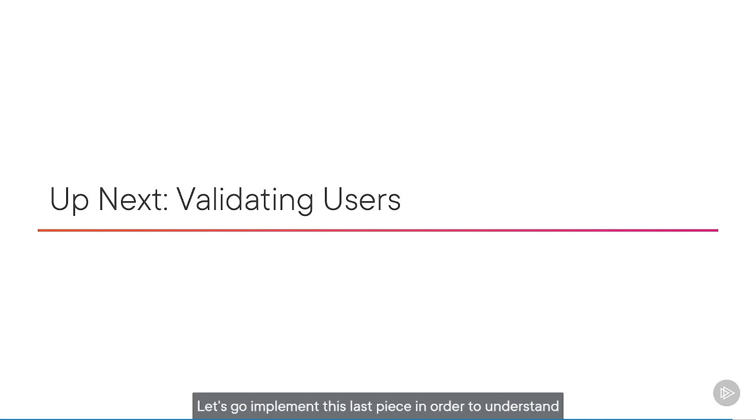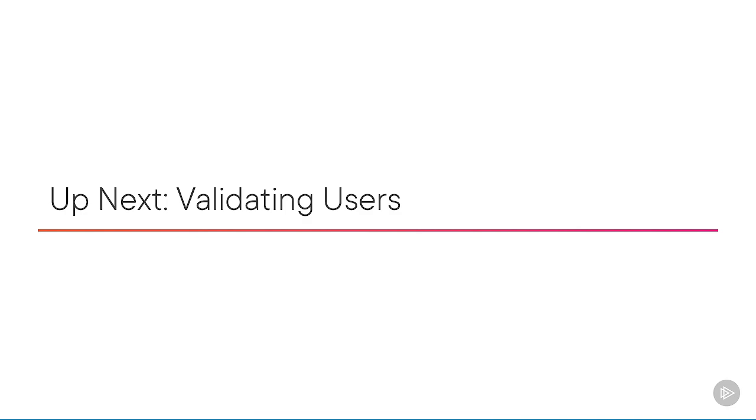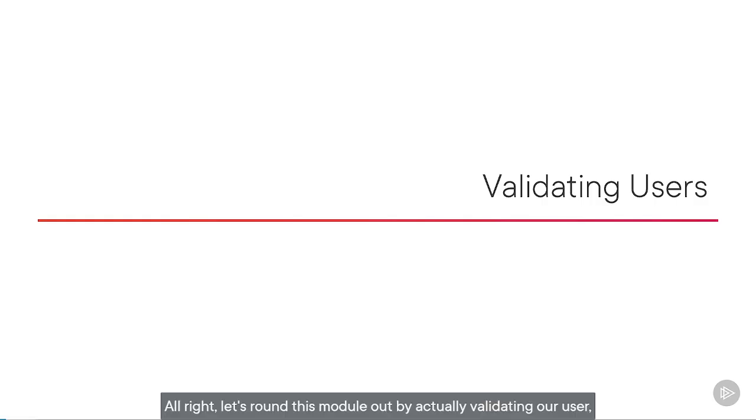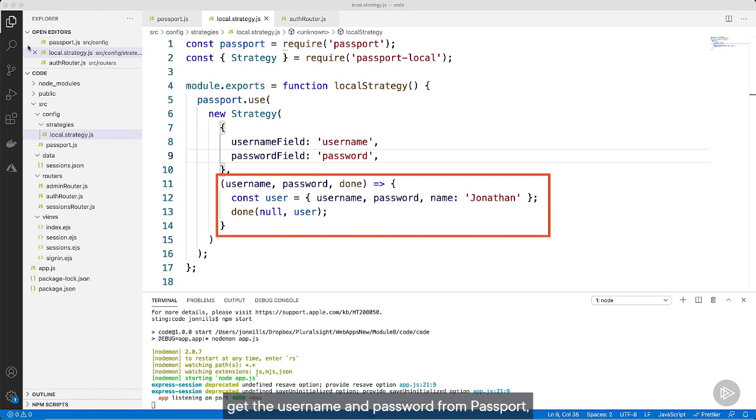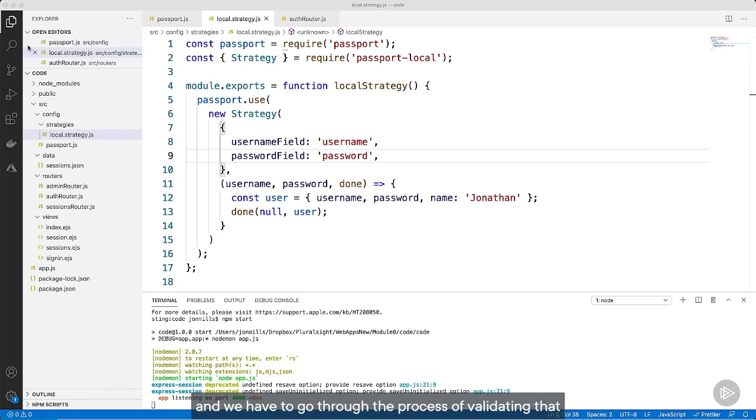Let's go implement this last piece in order to understand how to pull a user out of the database and then validate the password and all of that. All right, let's round this module out by actually validating our user, actually checking the user against the sign in and the password. So in our local strategy, right here in this block is where we get the username and password from Passport, and we have to go through the process of validating that username and password through MongoDB, because Mongo is where we're saving our stuff.